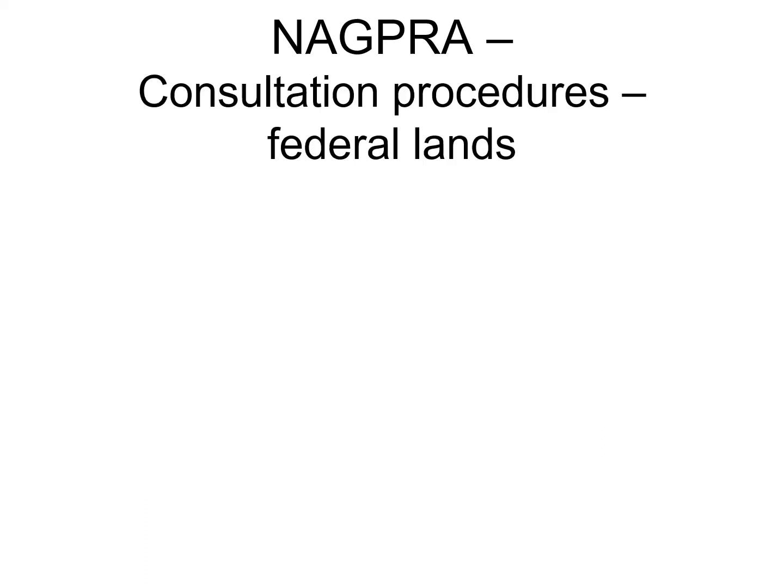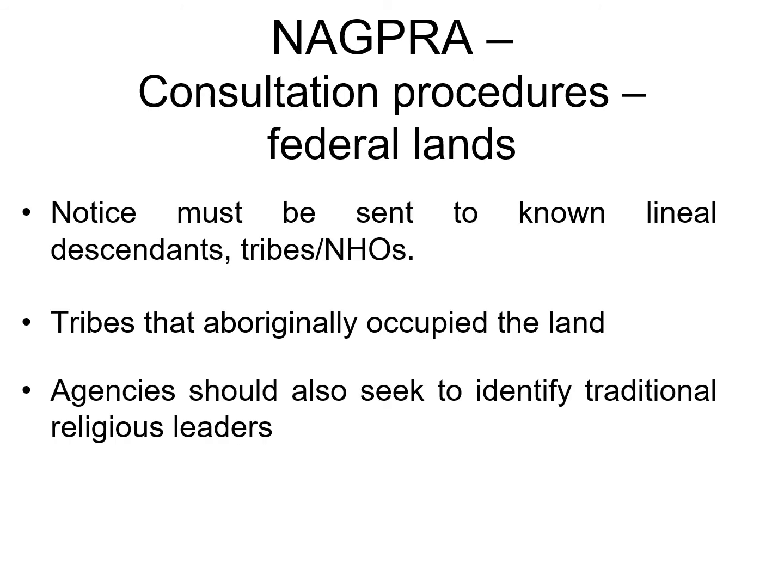So if we look at the consultation procedures on federal lands, a notice must be sent to the known lineal descendants, tribes, or Native Hawaiian organizations, the tribes that essentially aboriginally occupied the land. So that tribe you're contacting may not still live in that area. They may live in another part of the country, but in terms of before Europeans got here, that's where their tribe existed. Agencies should also seek to identify traditional religious leaders as well.